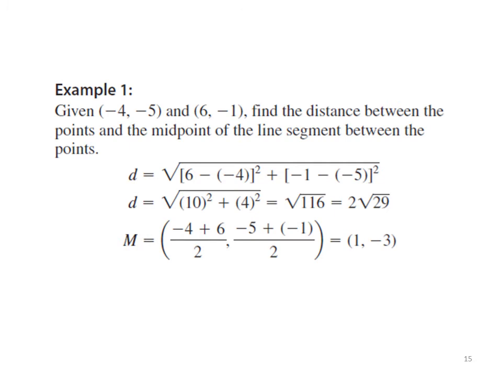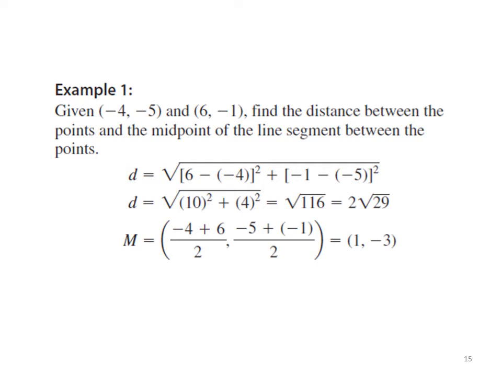Let's look at examples to use the formulas. We have 2 points. The first point is -4 and -5. The second point is 6 and -1. We want to find the distance between the 2 points and also the midpoint of the line segment between them. The distance, we want to take the difference of the x values squared. Then you take 6 minus -4 and square that, plus the difference of the y values, which is -1 minus -5, and that has to be squared.